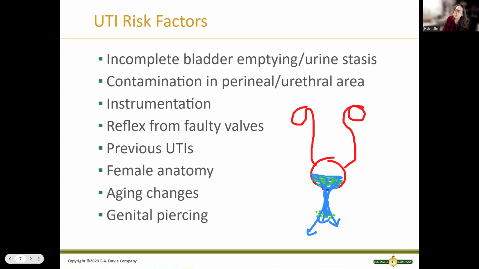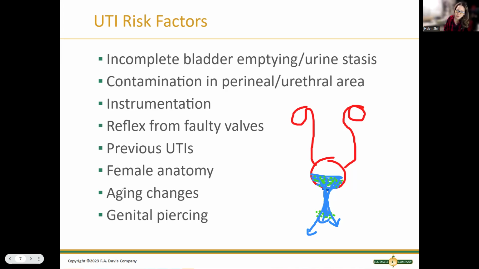Aging changes: we previously talked about how immunosenescence in the elderly makes them more susceptible to infections. Related to the aging changes are also changes to the urinary system. We don't produce as much urine, we can't hold as much of it, and we may be more likely to retain urine, which are all risk factors for UTIs in general.